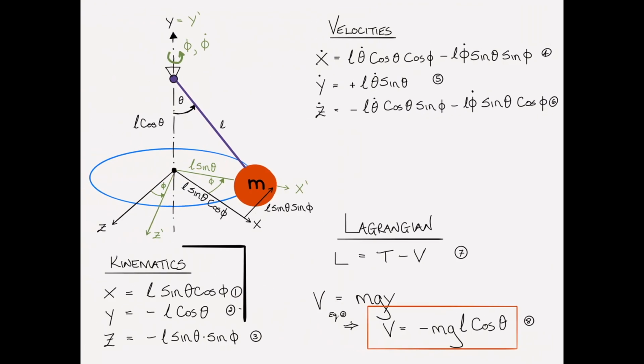And just to remind you, theta is the angle you associate with a typical pendulum between the pendulum and the vertical. And phi is this angle here that it makes about the vertical axis. Okay, the y-axis which points straight upwards, phi is a rotation about that axis.